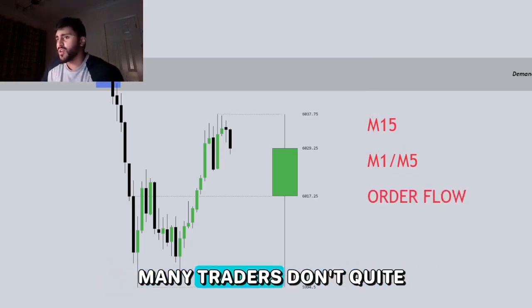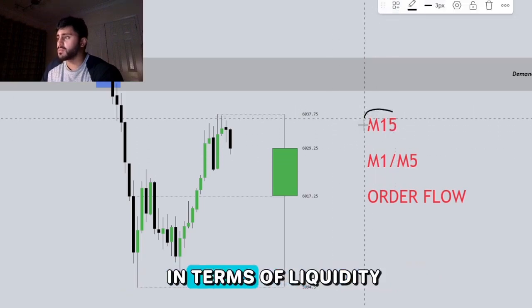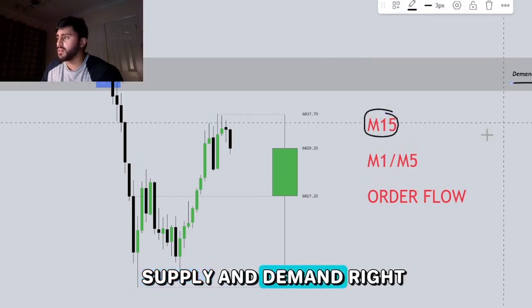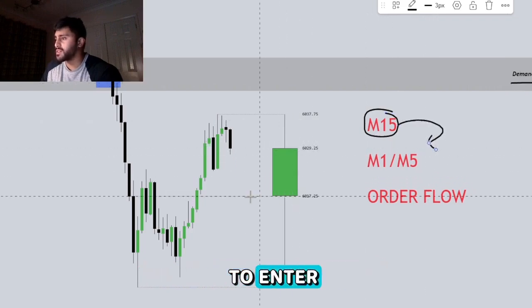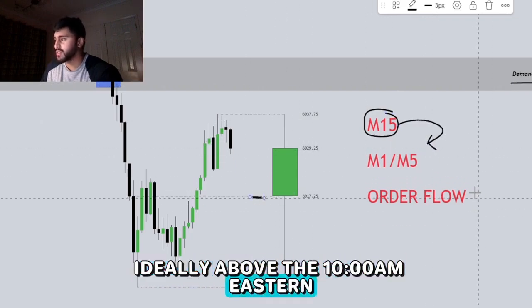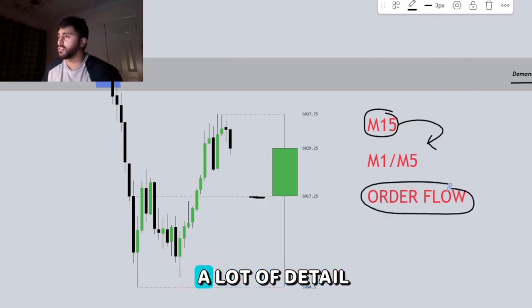So what happens is many traders don't quite understand what makes a top fair value gap. We've been over it in terms of liquidity and in terms of supply and demand, right? You're waiting and being patient for the 1 minute or the 5 minute to enter, ideally above the 10 a.m. Eastern. Now, the order flow is why so many traders mess up, and we're going to be going over this in a lot of detail, right?